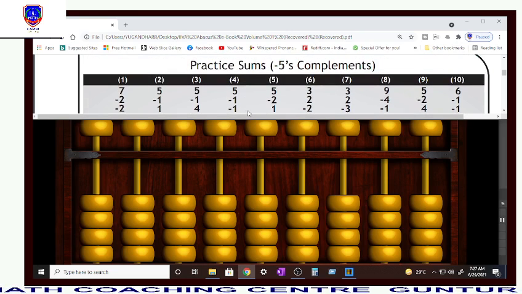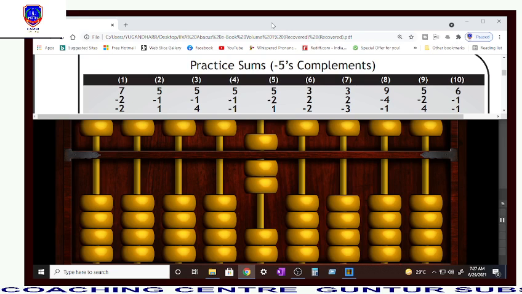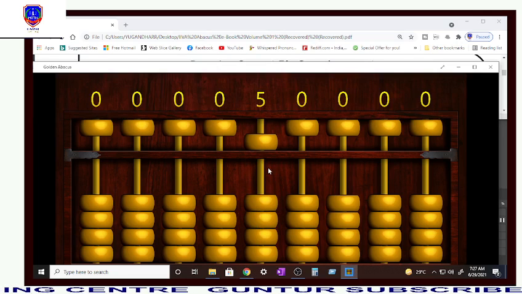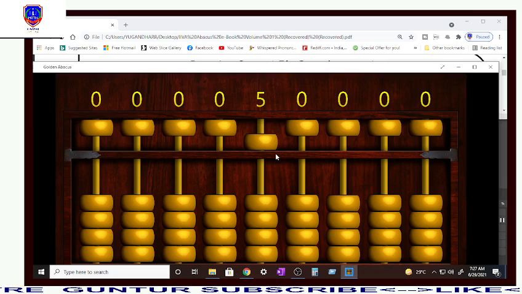Okay. So, first make 7 on the center rod. Next do minus 2, that means remove 2 beads from the center rod. Again minus 2, that means we have to remove 2, but there are no beads available on the center rod. In such cases, we use minus 5's complement, whose friend is 3.